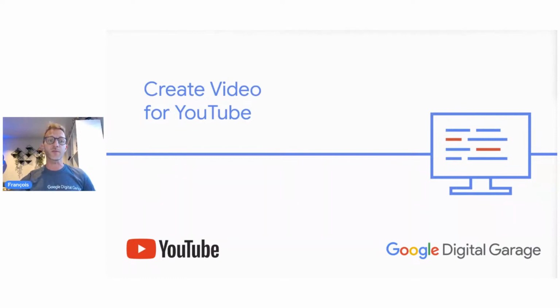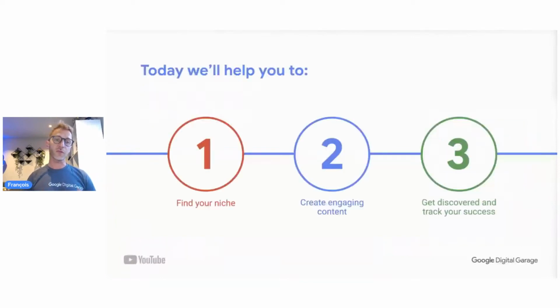Okay, let's get started with Create Video for YouTube. So today we have a schedule of 3 steps like this. We're going to first look at finding your niche. So it means what are you passionate about and who is your audience? So you may already think that you have a product that is special, a service that is really unique. So let's define it together.